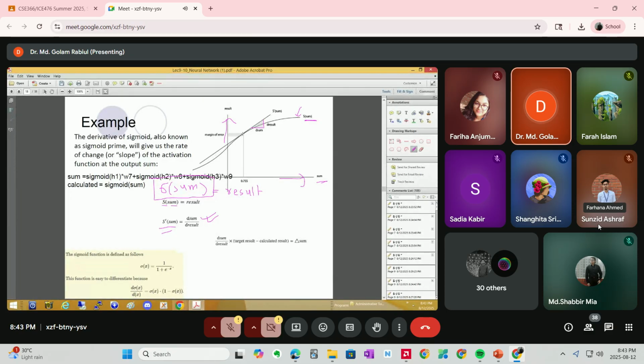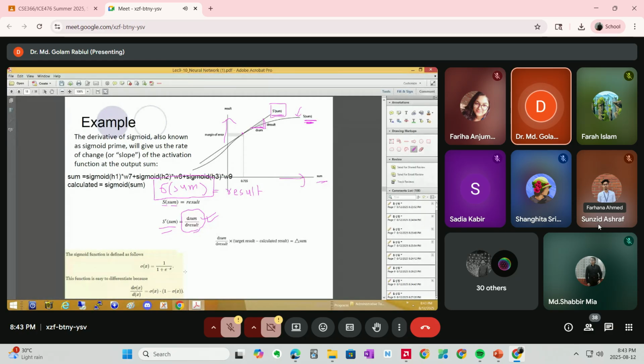If we draw the tangent, what is the tangent? The tangent is the derivative of the sigmoid of the sum. If we draw a tangent at this point, it is our derivative of the sigmoid of the sum. So it will be the d sum, here is the d result, so d sum by d result. That is the rate of change of sum with respect to result.